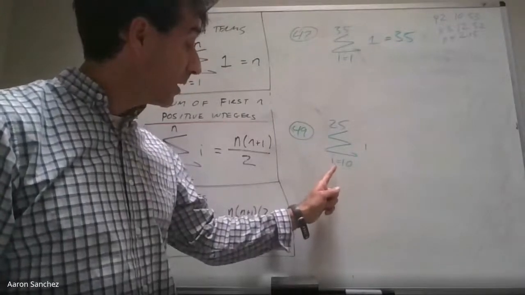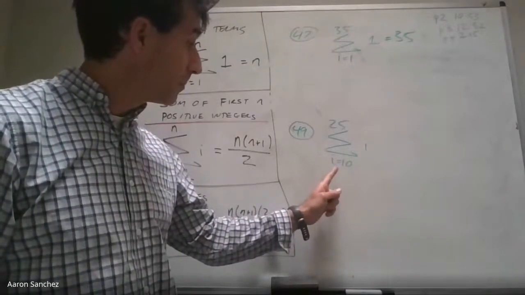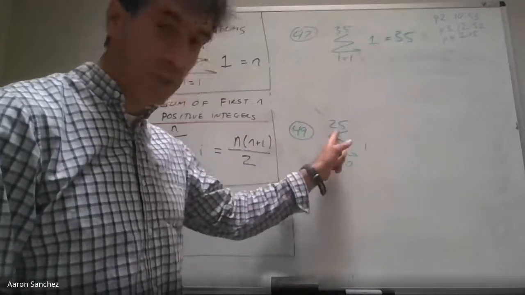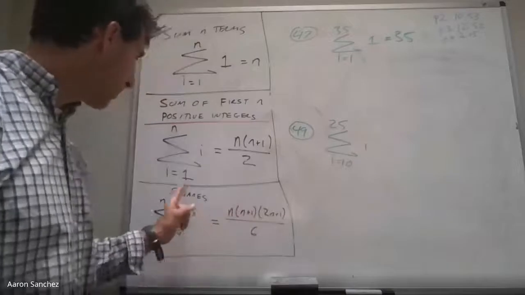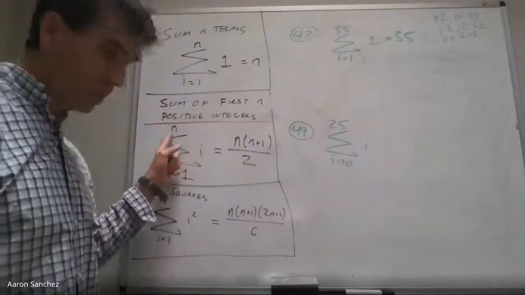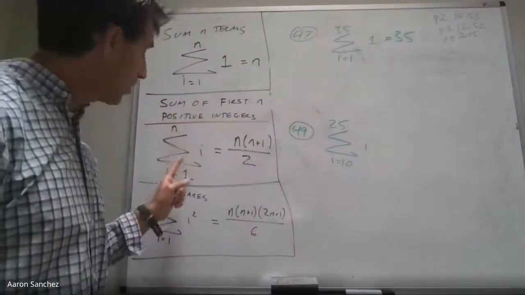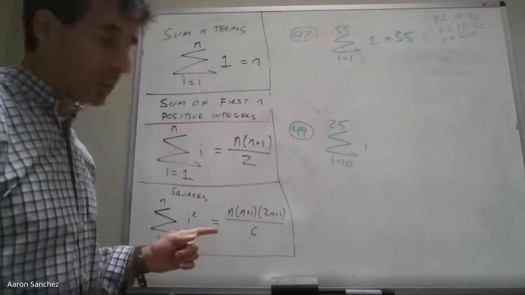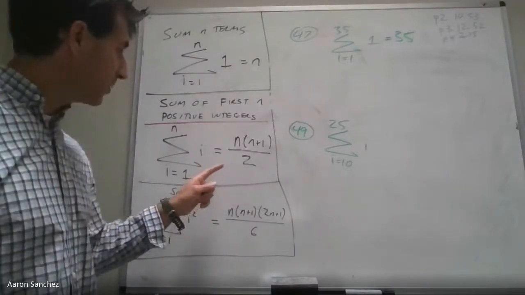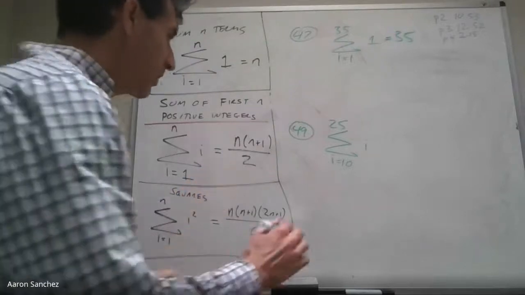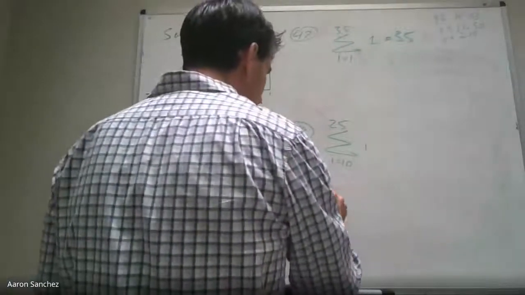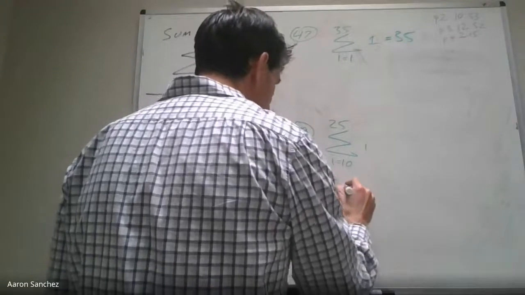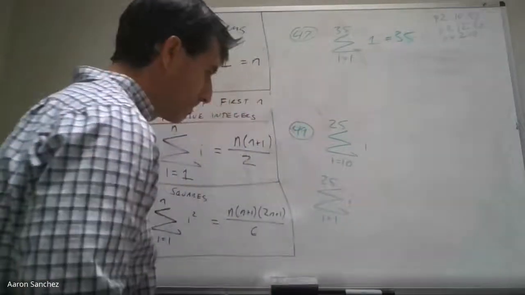We want to say, this says from the 10th term to the 25th term. But we know how to do it from the first term to the 25th term. So let's figure out what is the first term to the 25th term. Okay? The first term to the 25th term.